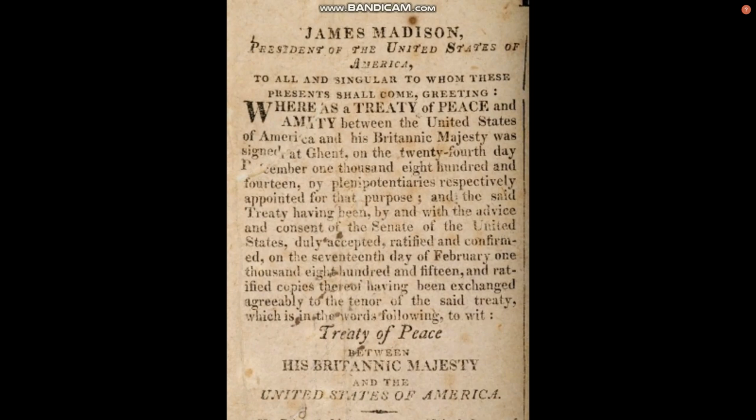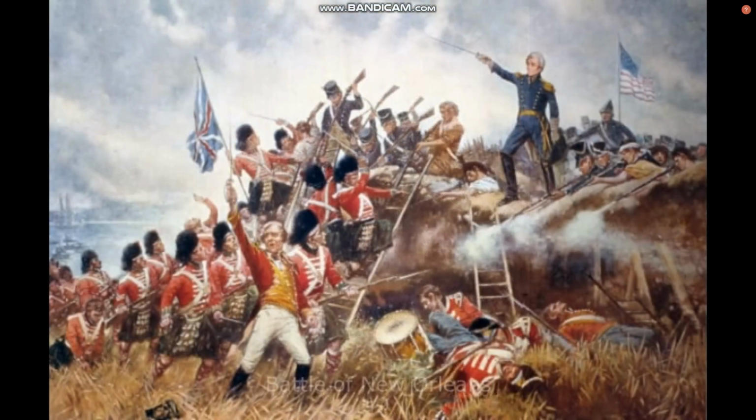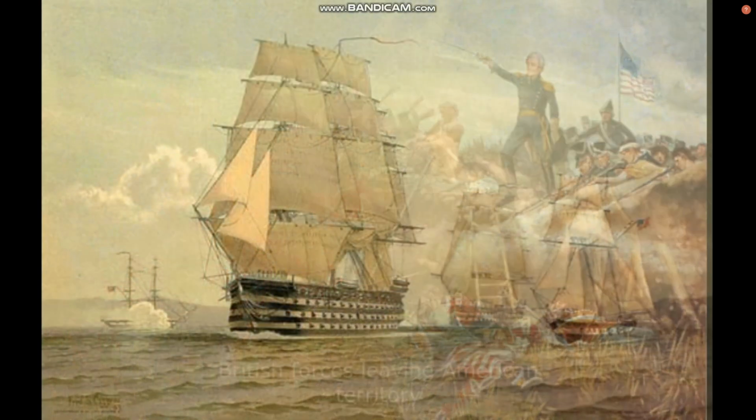On December 24th, 1814, the Treaty of Ghent was signed, ending the war. The British Army was unaware of that, and they arranged an attack on New Orleans. The battle continued until the United States, led by Andrew Jackson, soundly defeated the British forces.